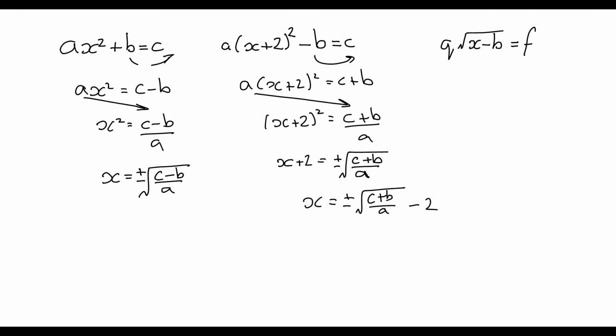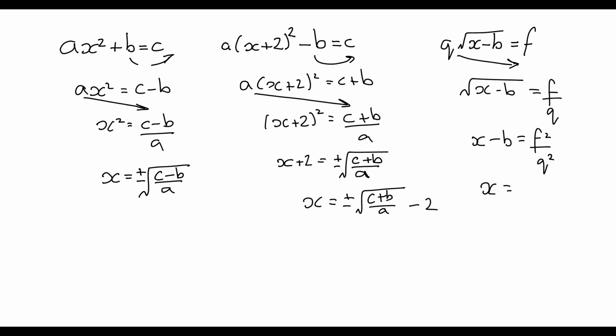This next question, we just want to get the square root on its own. So we're going to divide by the q. So I get the square root of x minus b equals f over q. And I get rid of the square root by squaring both sides. So I've got x minus b equals f squared over q squared. And now I'm going to move the b to the other side. So it's x equals f squared over q squared plus b.